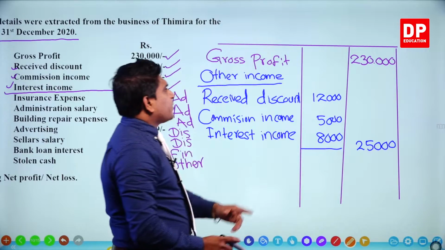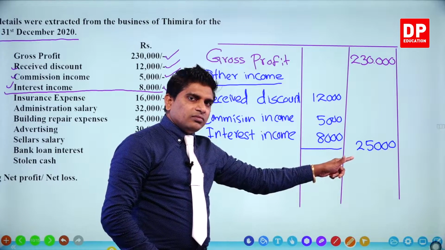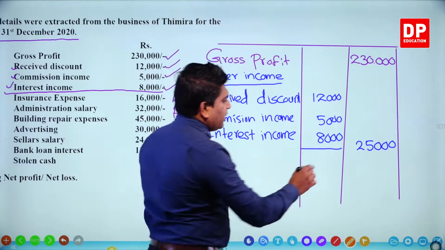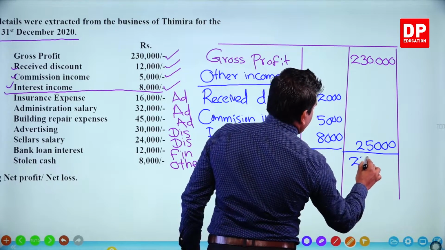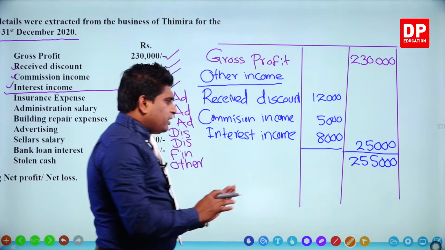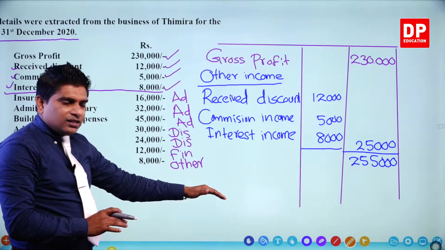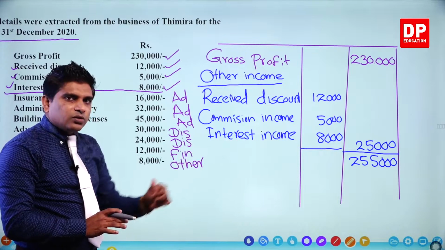Now what do you do? This is the gross profit. This is the other income. We have to add these two. We have to add all of this. Then how much? 255,000. Then you can write expenses under this, right? Then all the expenses we write one by one, and we get the total to the next column.